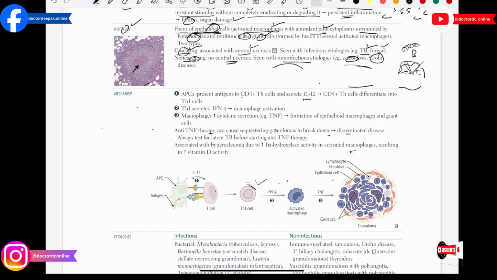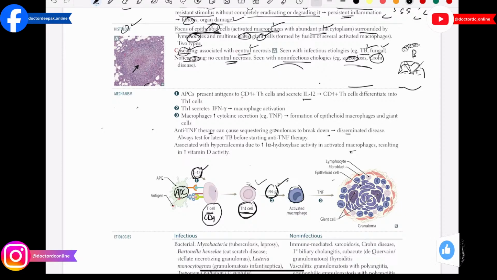Let me explain again with the diagram. First of all, you have the antigen presenting cell, which is going to take the antigen and present it to another cell. When the antigen presenting cell takes the antigen, it presents this antigen to the CD4 T helper cell. So this is the CD4 T helper cell. And when the antigen presenting cell binds with the T cell, the antigen presenting cell will secrete interleukin 12. This interleukin 12 will go and convert the CD4 T helper cell into a T helper 1 cell, and this T helper 1 cell will again form gamma interferon. This gamma interferon will go and activate the macrophage.